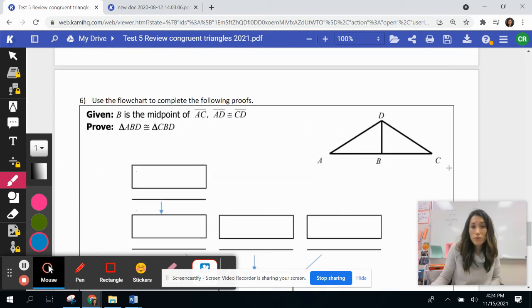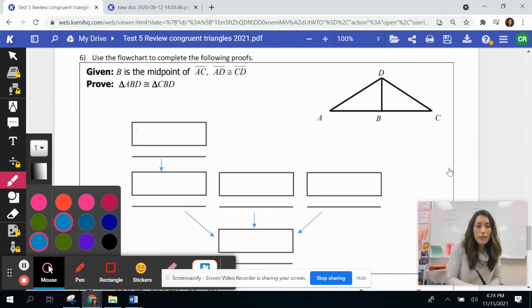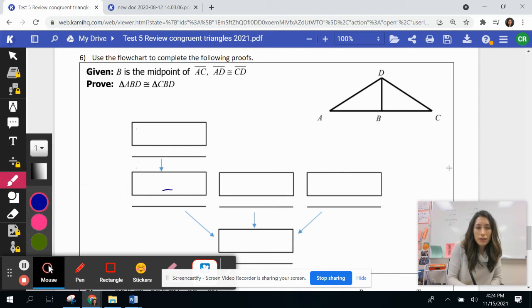Okay, and we're going to finish with some flowcharts. So in a flowchart, we're going to add some information to our diagram. In the center of our flowchart is where I always add congruent symbols. So go ahead and start with that. Congruent, congruent, congruent. Okay. Now we need congruent sides or angles.